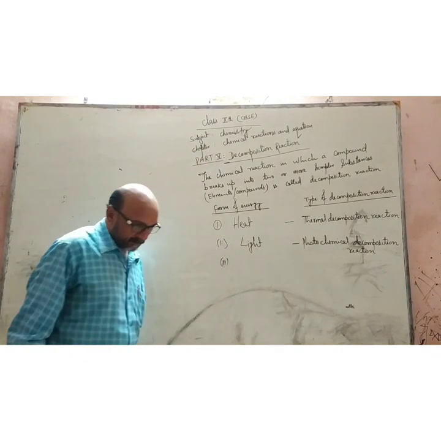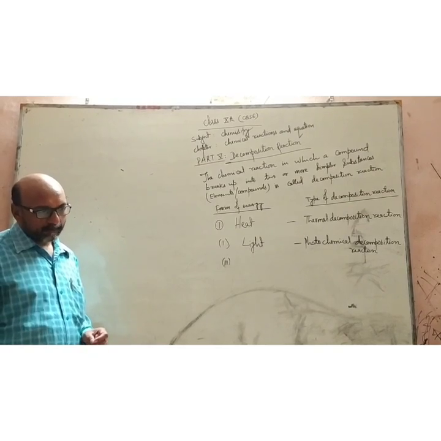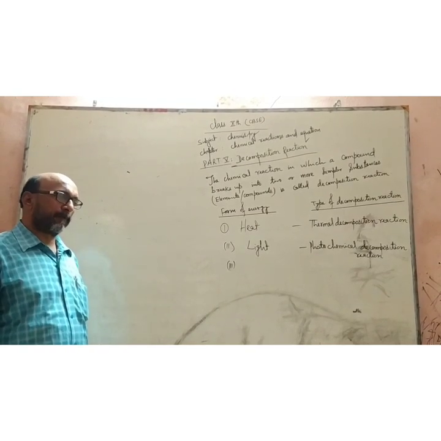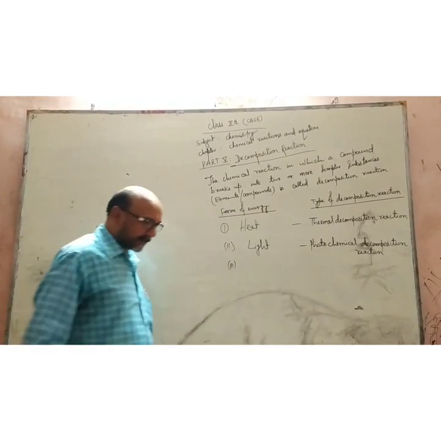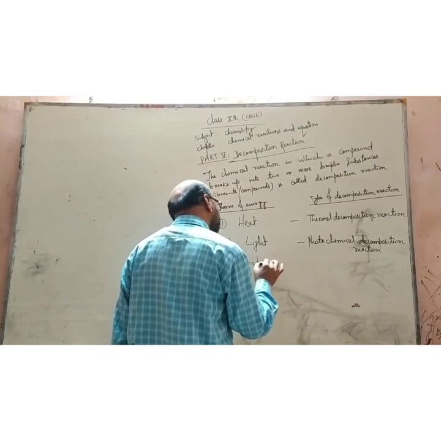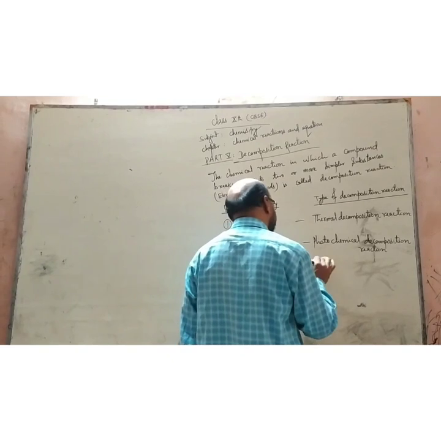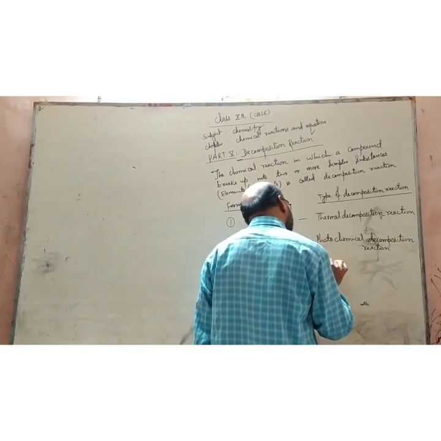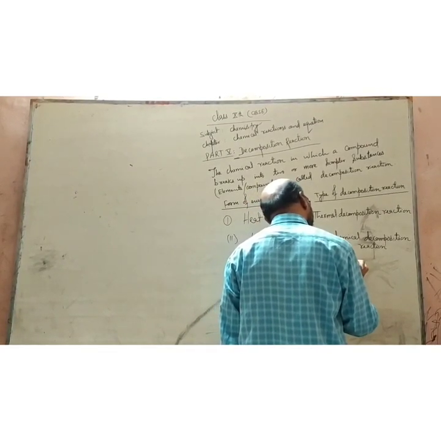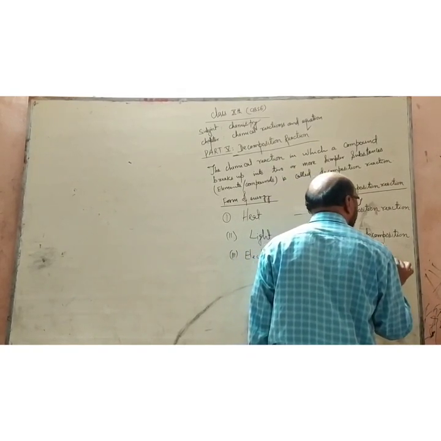Now, the third kind of energy which we use to decompose the compound is electricity. If decomposition of a compound takes place due to electricity, then this decomposition reaction is named electrical decomposition reaction.